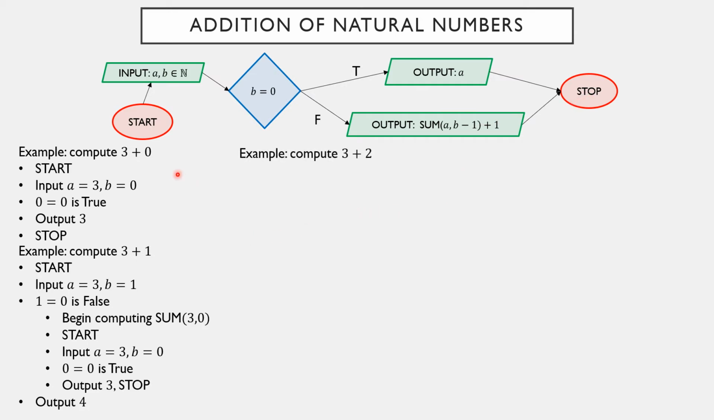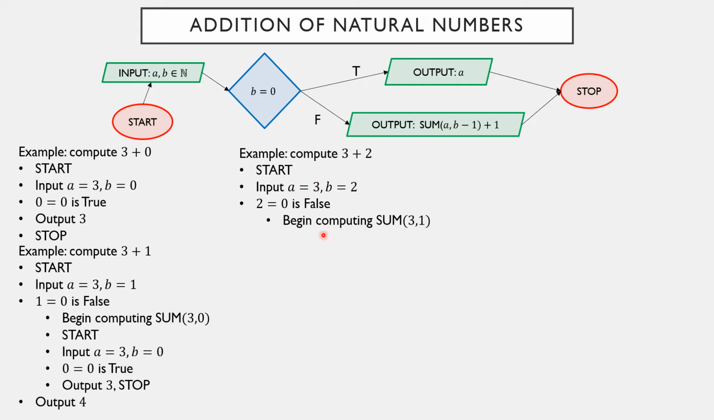What if I attempt to compute 3 plus 2? So we start, we input a is 3 and b is 2. We check, is 2 equal to 0? No, it's not. Okay, so pause this version of the algorithm. And now what we have to do is start computing the sum of a, which was 3, and b minus 1, which is 1.